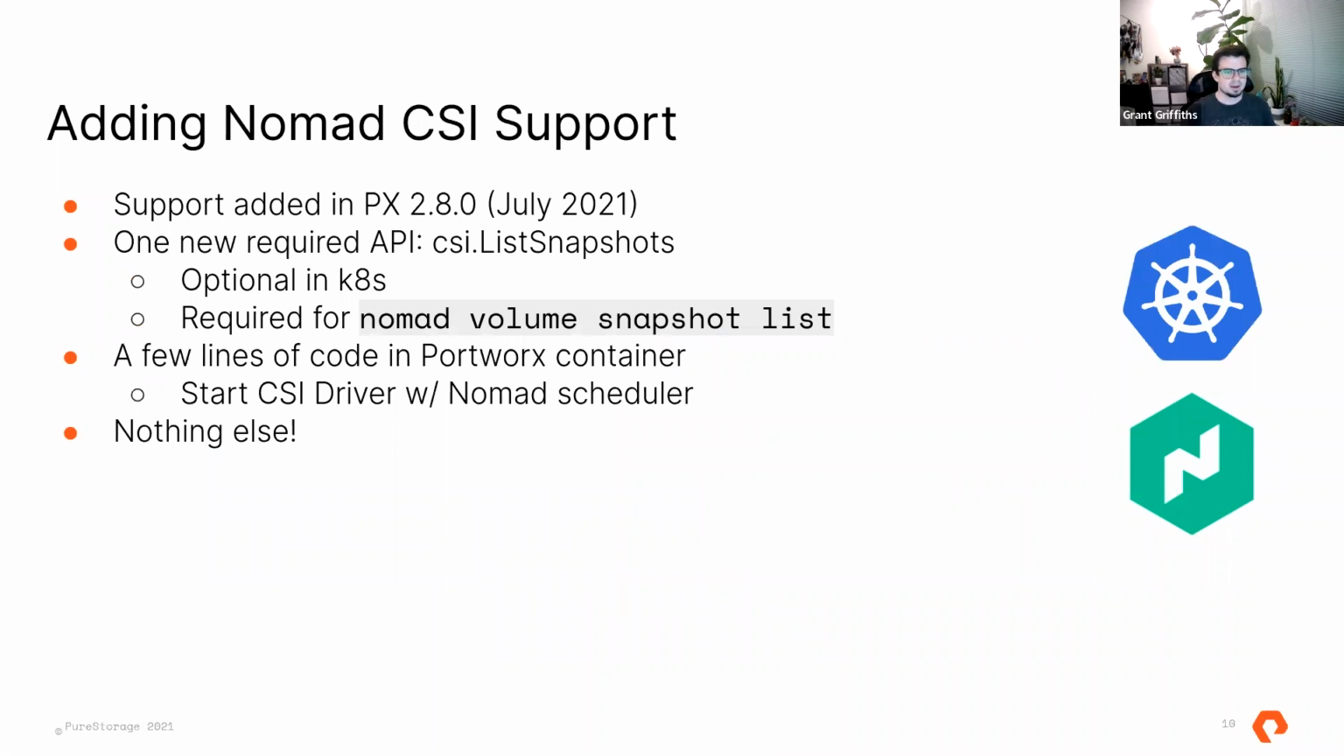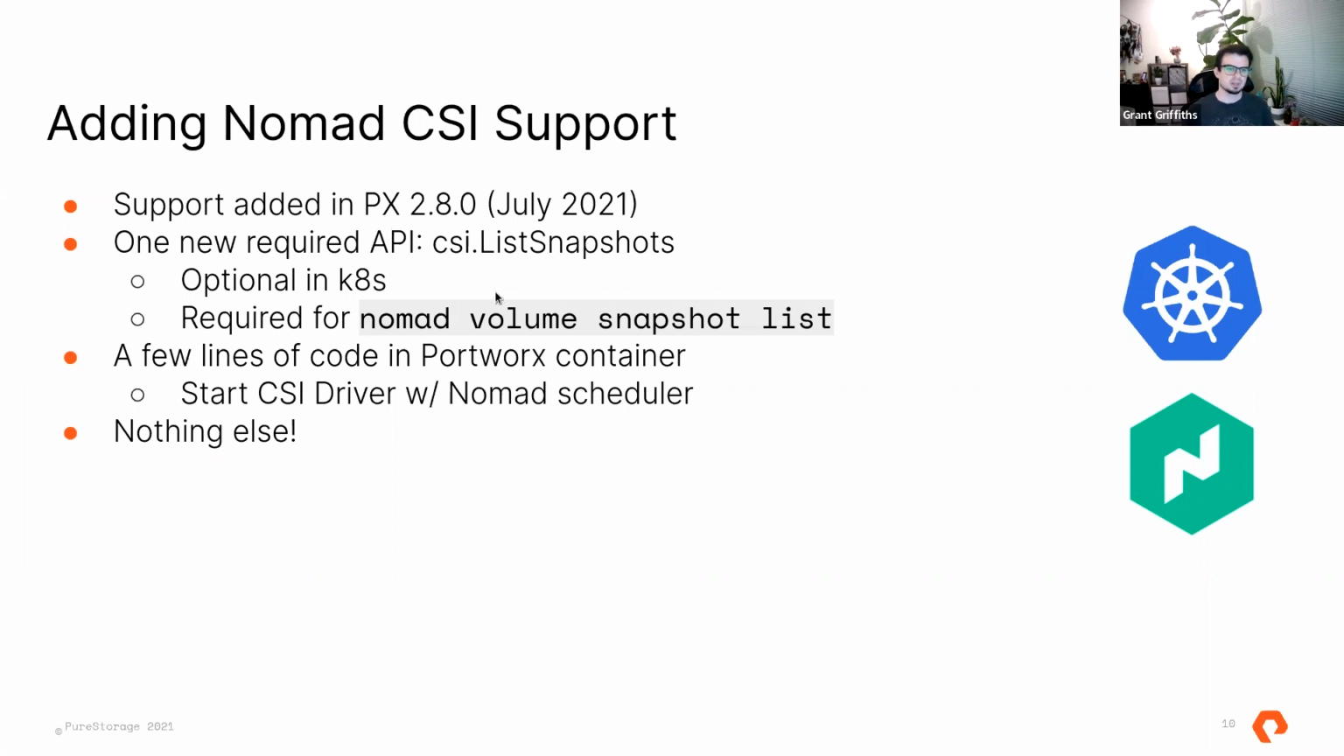So just a little bit about adding Nomad CSI support. I implemented this support back in PX 2.8, which was July of 2021. It's actually very straightforward, and I was very pleased to find that out. I wasn't quite sure when adding a new container scheduler. In theory, CSI should work with any container orchestrator, but I figured there might be some quirks between different container orchestrators.